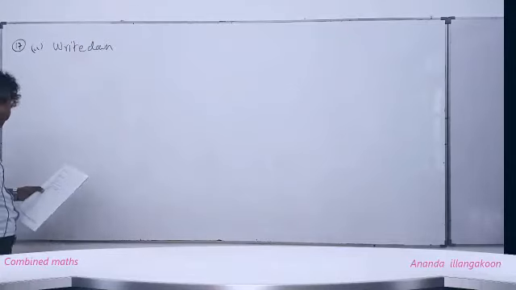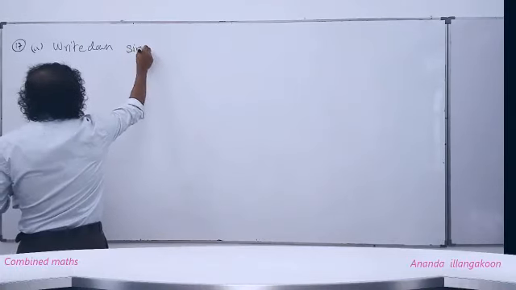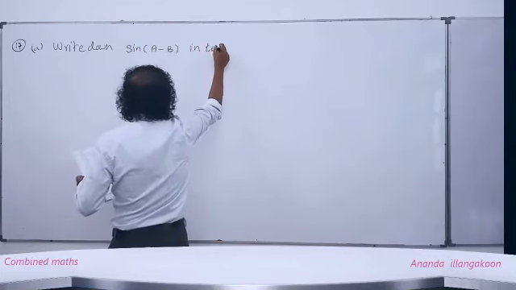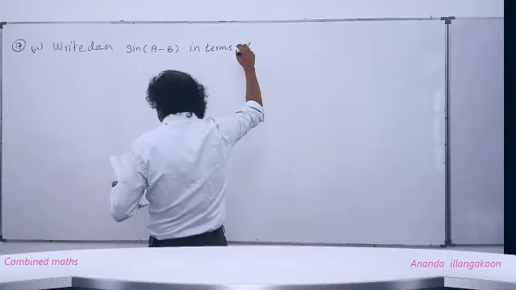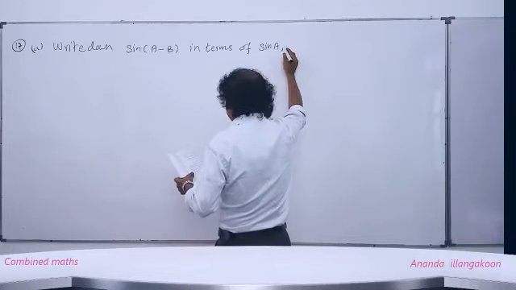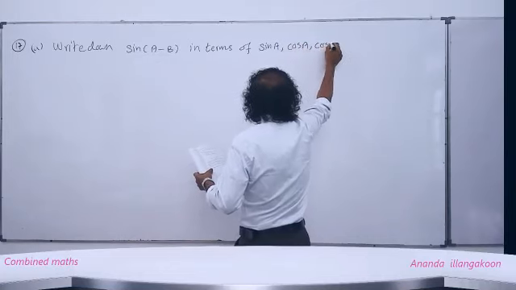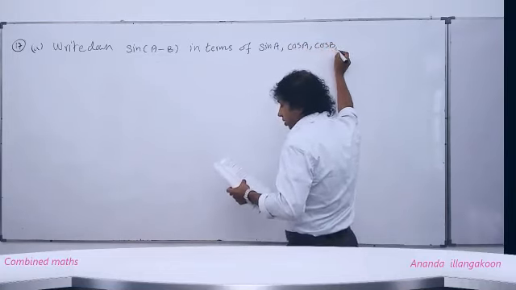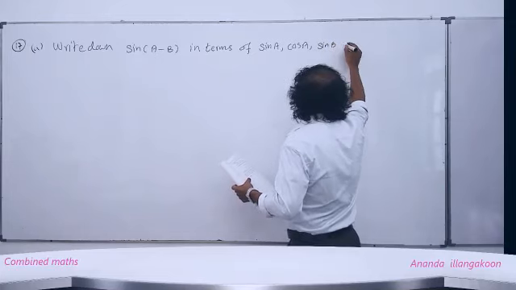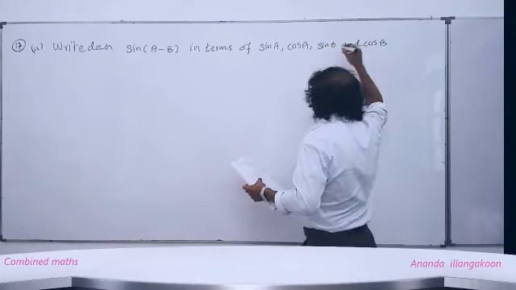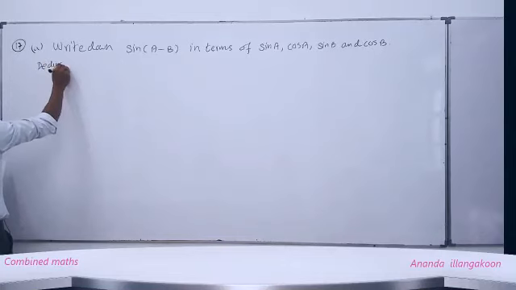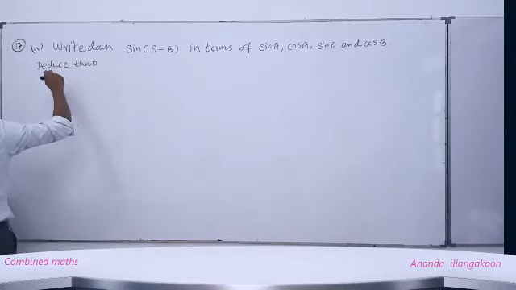Write down sine A minus B in terms of sine A, cos A, cos B, sine B and cos B. Reduce that.